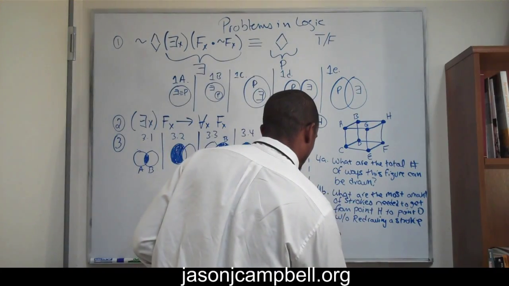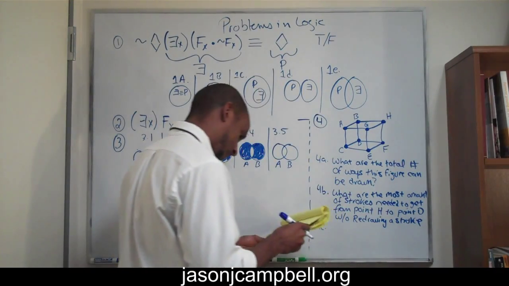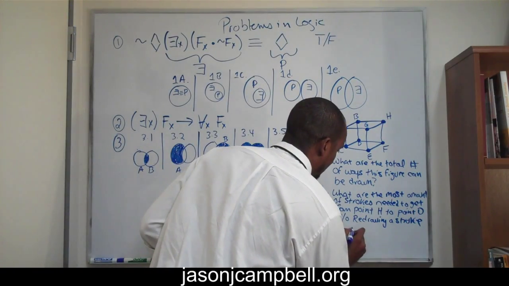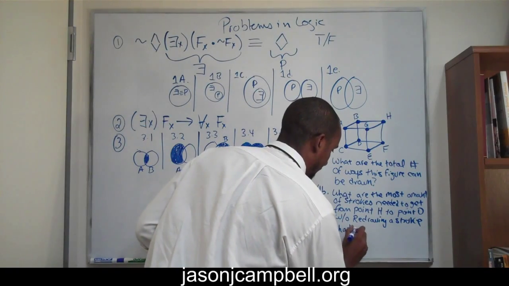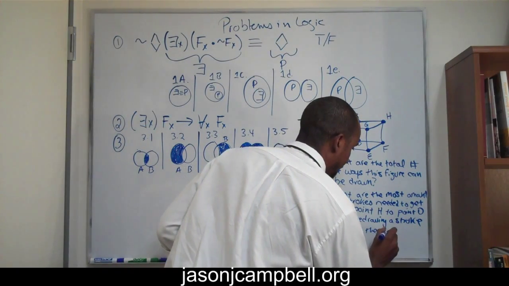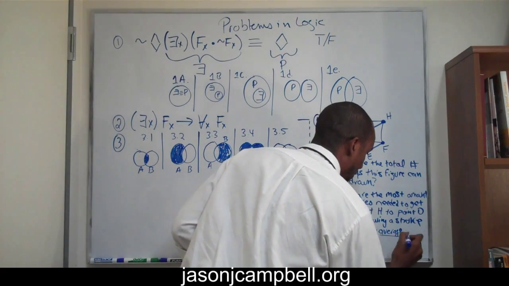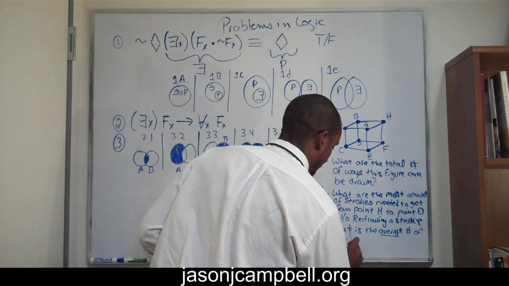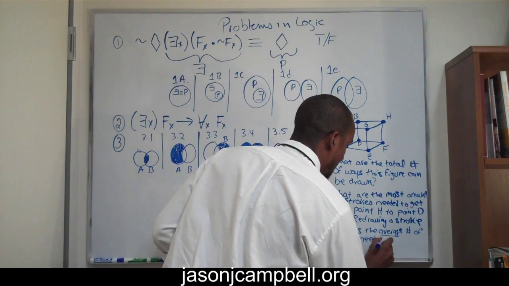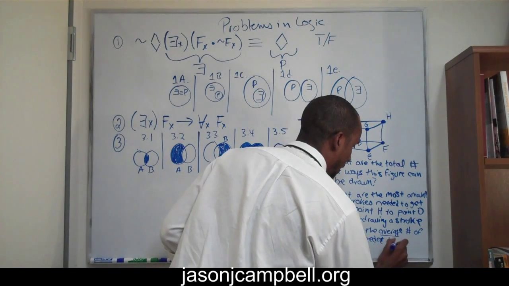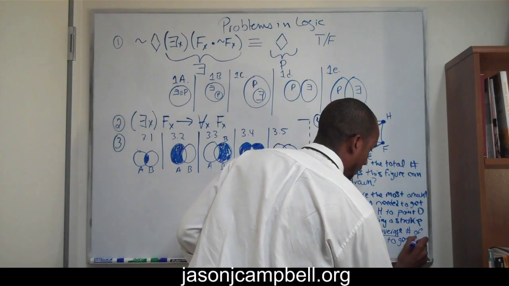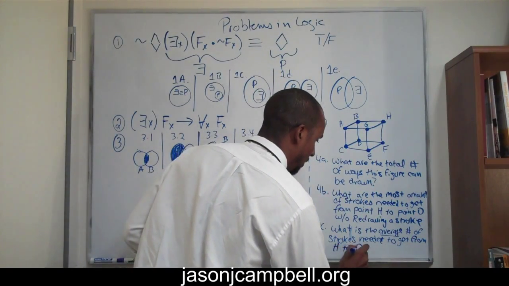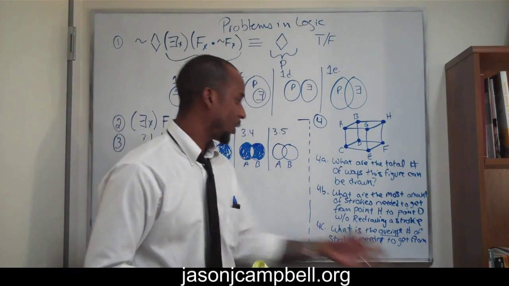Last question, 4C. What is the average, and I mean statistical average, what is the average number of strokes needed to get from H to D? From H to D. Okay, so these are the questions.